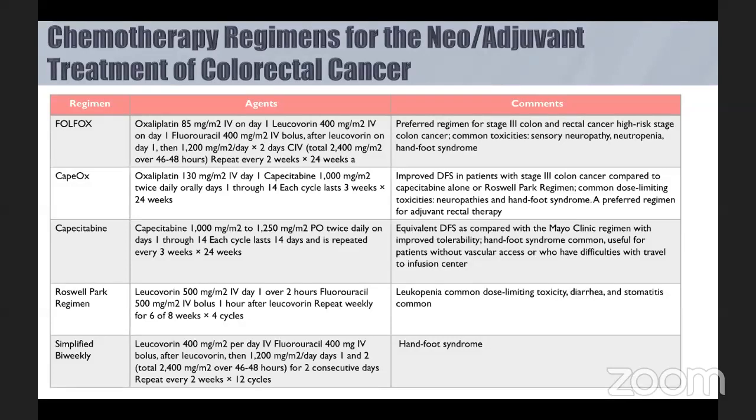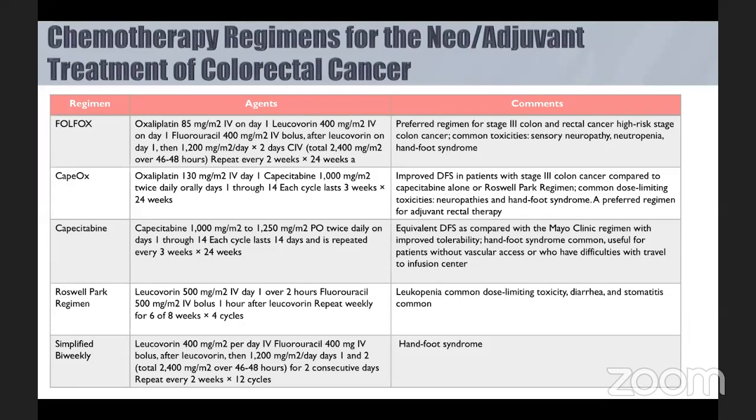If you don't have IV access or the patient wishes to take the chemotherapy in an outpatient setting, we do CAPOX. CAPOX includes oxaliplatin with capecitabine, which is an oral drug and a prodrug of 5-FU, and those patients can take it orally at home. The side effects are similar to FOLFOX, although we see more diarrhea and hand and foot syndrome with capecitabine. Those are the most common medications used in the adjuvant setting.